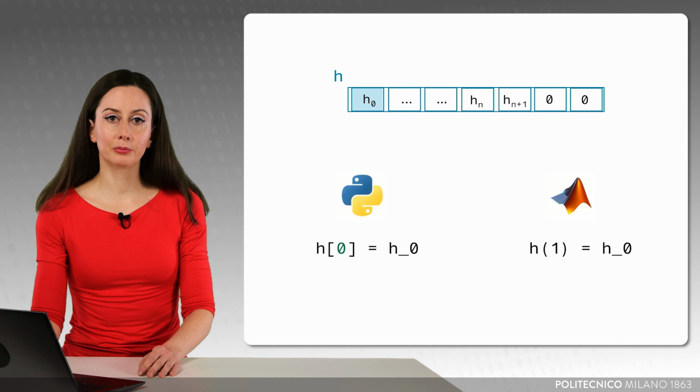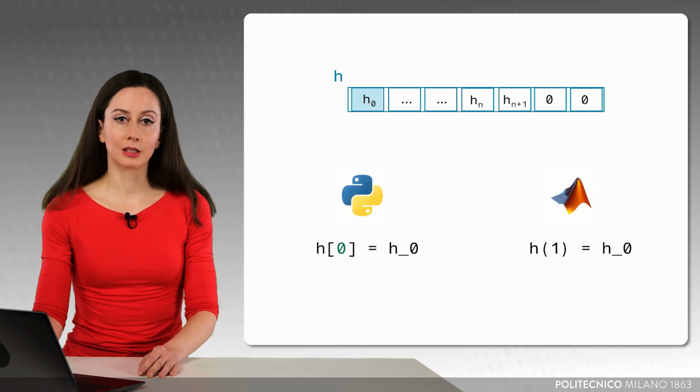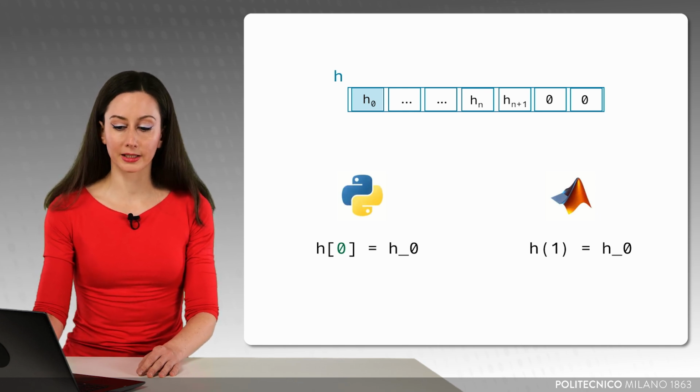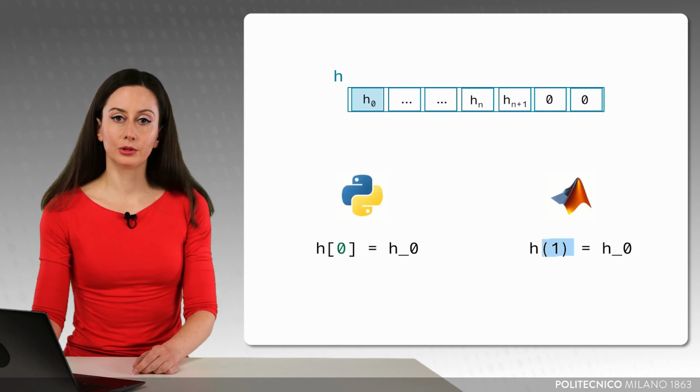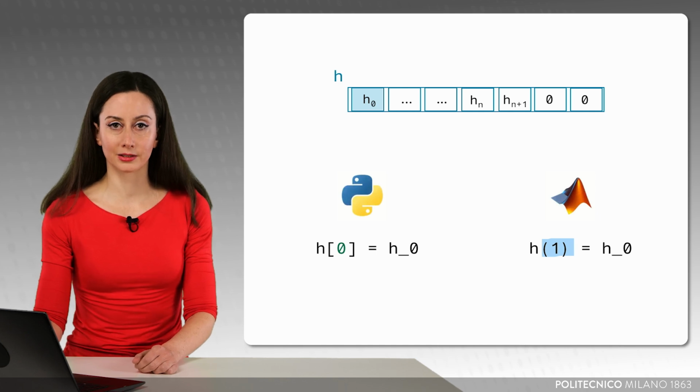Just remember that in Python, to access the elements of a list, we use square brackets and the index starts from 0, whereas in MATLAB, to access an element of an array, we use round brackets and the index starts from 1.